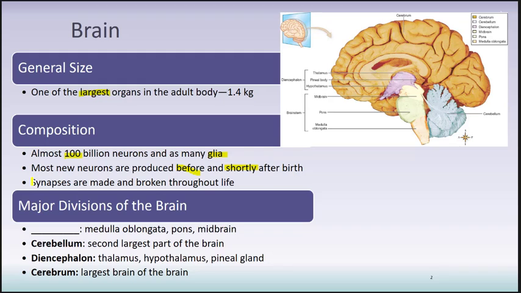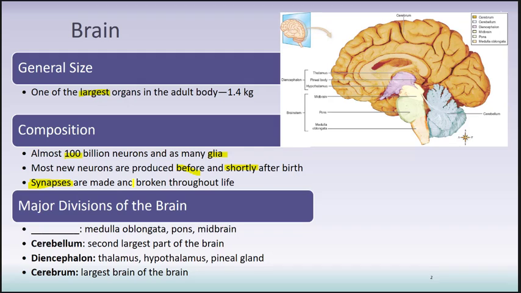But synapses, where nerves come together with other nerves, are going to be made throughout life, but they're also going to be broken. And that really makes the brain a very dynamic and adaptive structure.